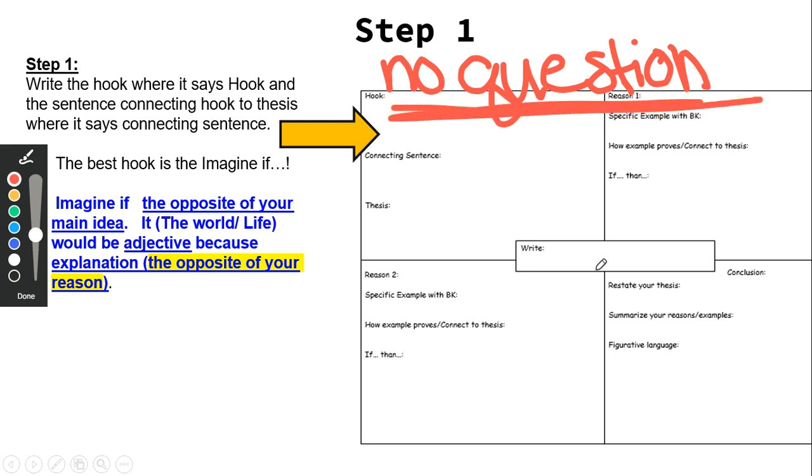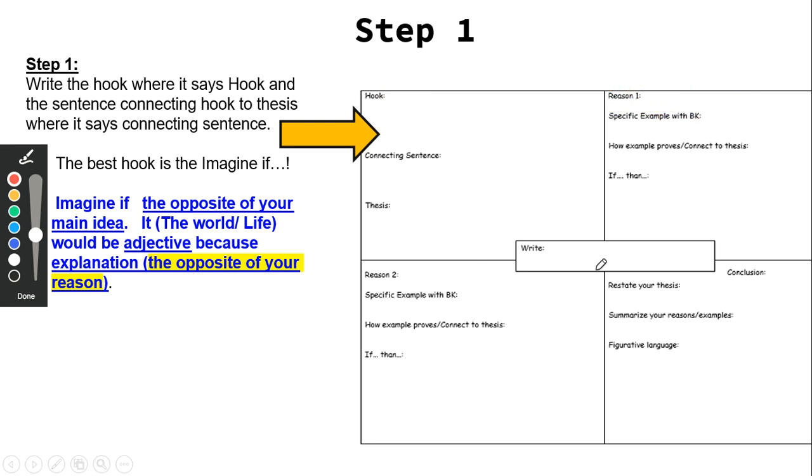Because what it ends up being like is, do you think family is important, or why is family important? That's not really an attention getter, right? We want to grab their attention and draw them in. So the best hook is the imagine if. So imagine if, and then it's the opposite of your main idea. It, or you could say the world, life, would be an adjective.